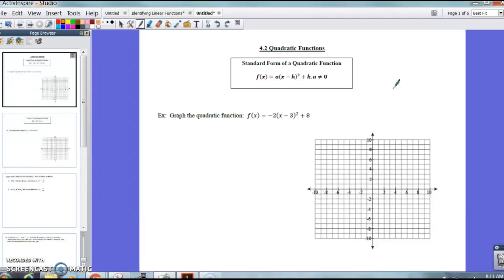We have two forms of a quadratic function. The first one is the standard form. You'll see this at the top of the page. This is also on your note sheet, so make sure you have that printed out before you continue on with the video. Okay, so our first example here is to graph the quadratic function that's given there.